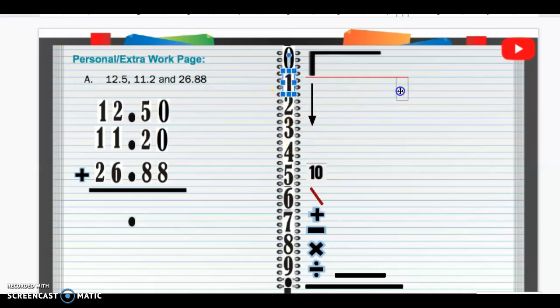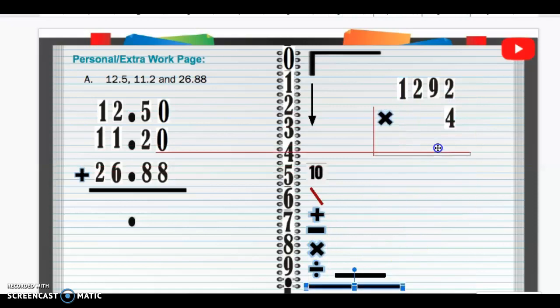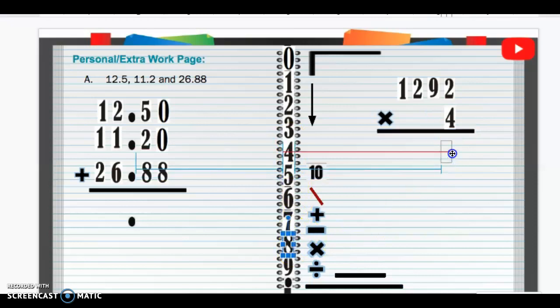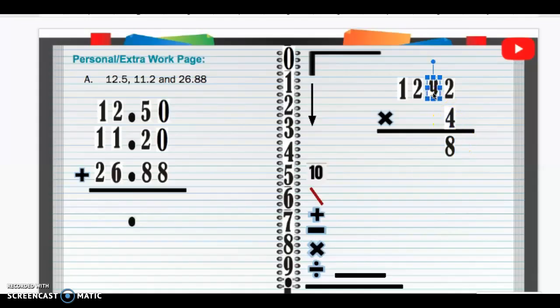So you're going to set it up. 1, 2, remember we take that decimal point out, 9, 2, and then we have to times it by 4. So when we times by 4, we get 4 times 2 is 8. 4 times 9 was 36. So we put our 6 below and our 3 above the 2.